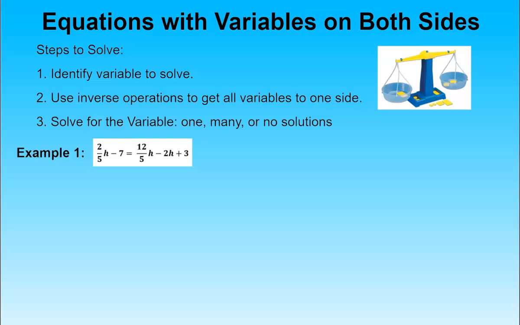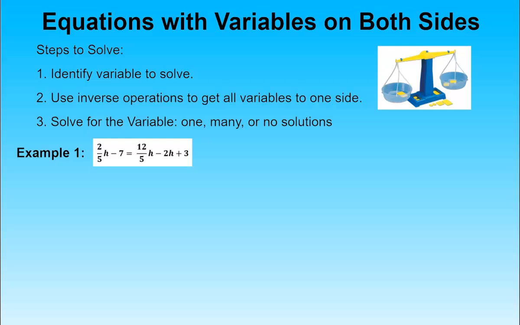You could have one solution, which means they give you one exact answer, so the variable is equal to one number. You could have many solutions, which means both sides are equal. That means it doesn't matter what number you put in for the variable, both sides will still equal each other. So there would be many solutions, or all solutions.